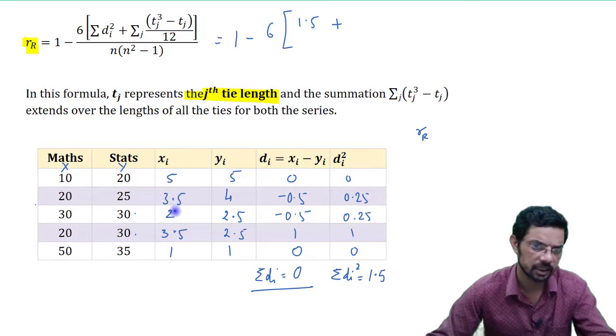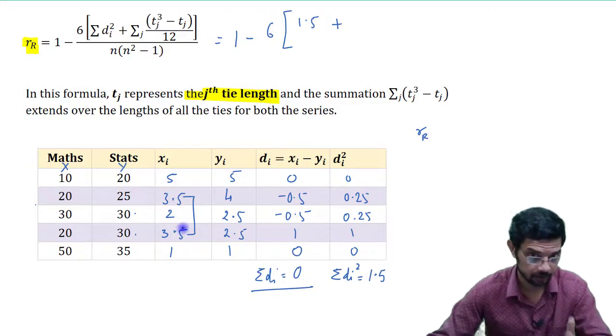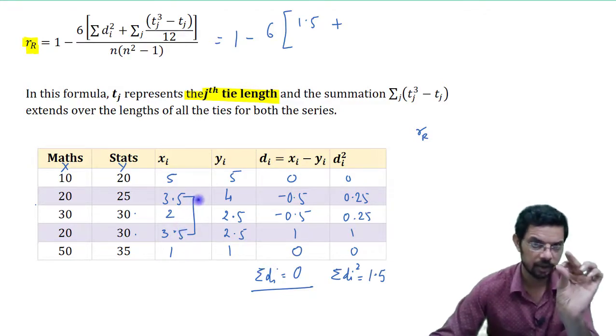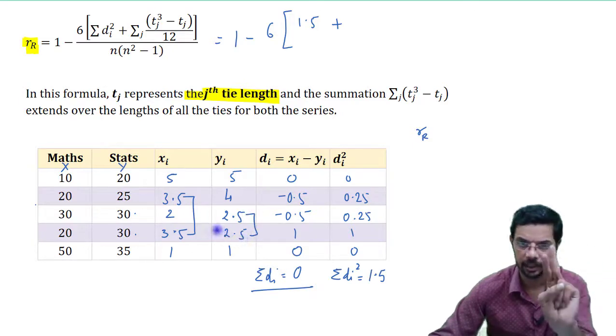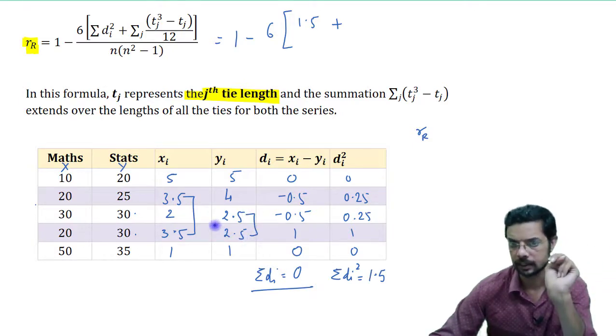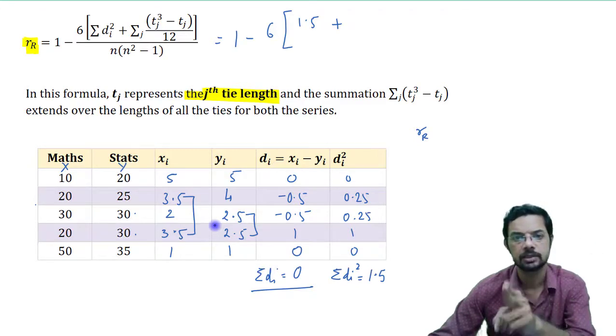What is a TJ? TJ is, in this case, there is one tie here where the tie length is 2. There are 2 people having the same rank. So there is a tie where the length is 2. Here there is another tie where the length is again 2. We should understand that. For each tie, we will calculate the tie length, and that is our TJ. And we will put that into the formula for each tie.